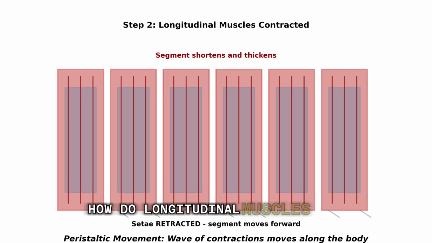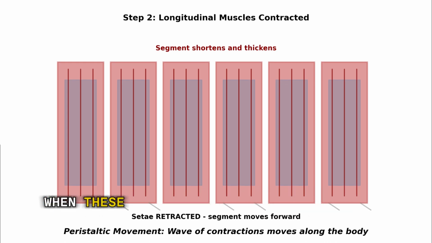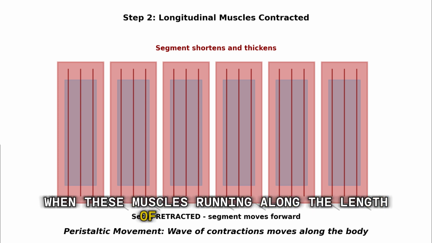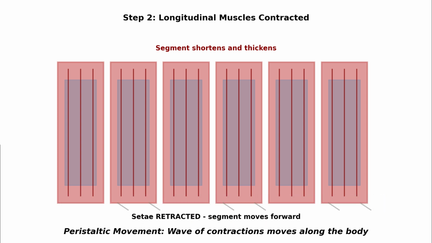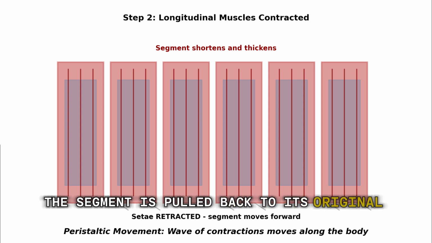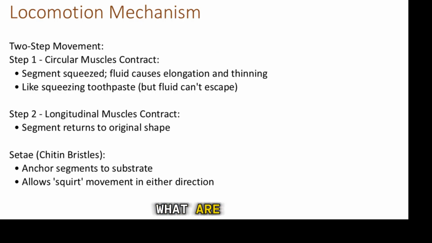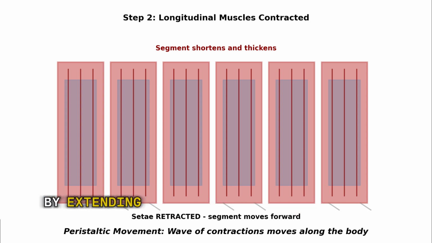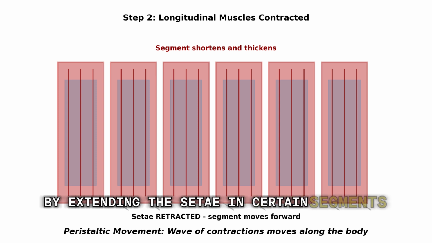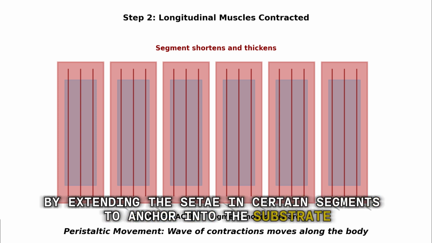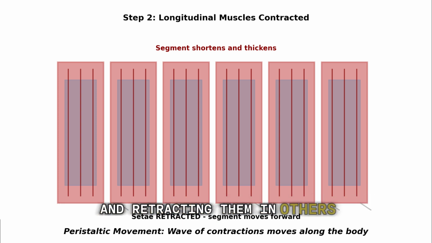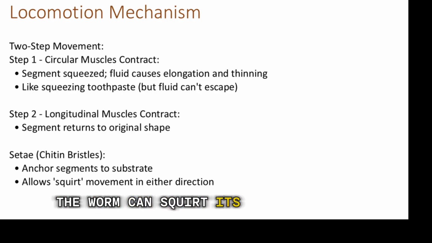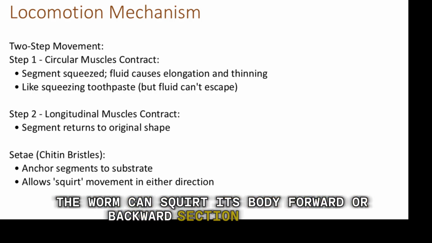And how do longitudinal muscles work? When these muscles, running along the length of the worm, contract, the segment is pulled back to its original shorter shape. What are chaetae? Most segments possess chaetae, which are bristles made of chitin. By extending the chaetae in certain segments to anchor into the substrate and retracting them in others, the worm can squirm its body forward or backward, section by section.